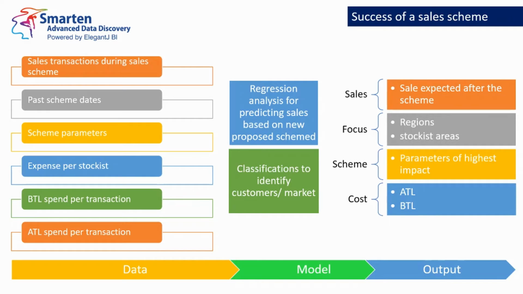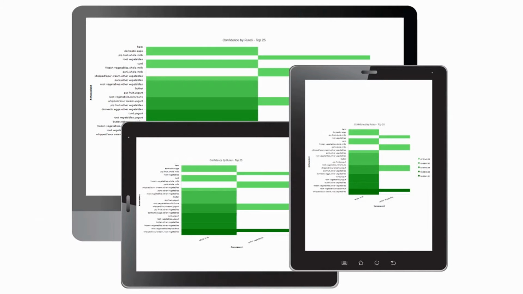The parameters for there, the expense for advertisement. You run a regression analysis and you can get a sense of the sales which is expected, focus which is required for different regions, and the parameters which will have the highest impact, and what would be the cost of the ATL, BTL. So this is the kind of model which can be generated and run regularly.